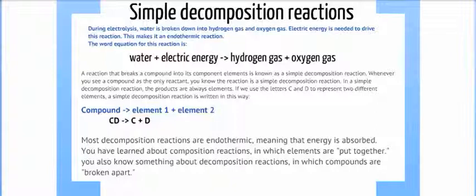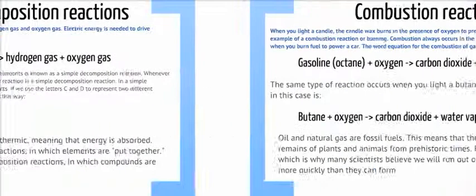In simple decomposition reactions, the products are always elements. If we use the letters C and D to represent 2 different types of elements, a simple decomposition reaction is written in this way: compound goes to element 1 and element 2, or CD turns into C and D. Most decomposition reactions are endothermic, meaning energy is absorbed. You've already learned about composition reactions in which elements are put together, so you also know something about decomposition reactions in which the compounds are broken apart. They're kind of reversed, or inverses.